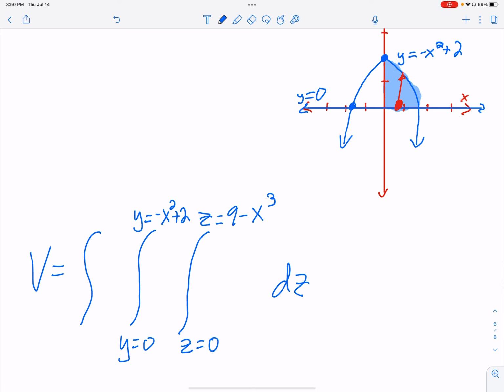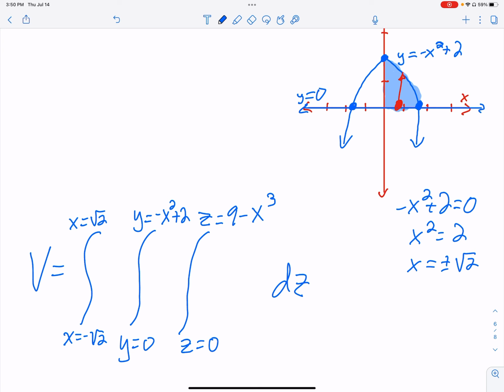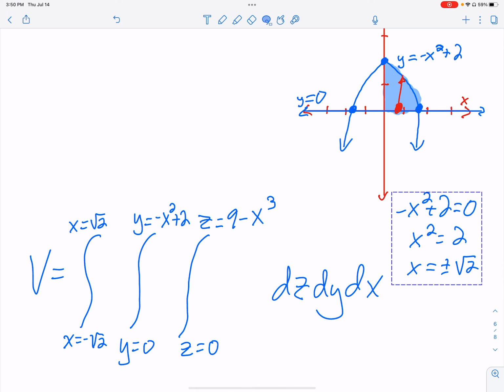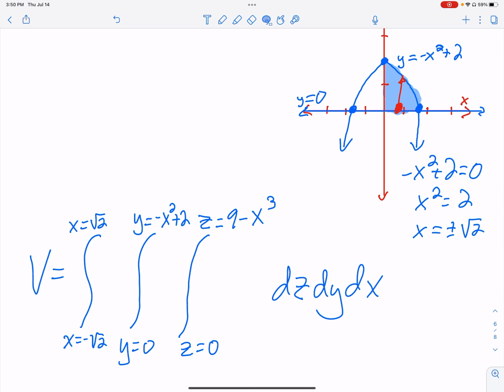And then the x, if you're unsure, you would just set the curve, negative x squared plus 2, equal to 0, and solve: x squared equals 2, which means x is plus or minus the square root of 2. So we get x equals the negative square root of 2, x equals positive square root of 2, and then we get dz, dy, dx. I'm not going to work it out to that point, but I will give you this answer so you can check yours if you'd like to work it all the way out. The answer I got was 12 radical 2 minus 2 over 3.